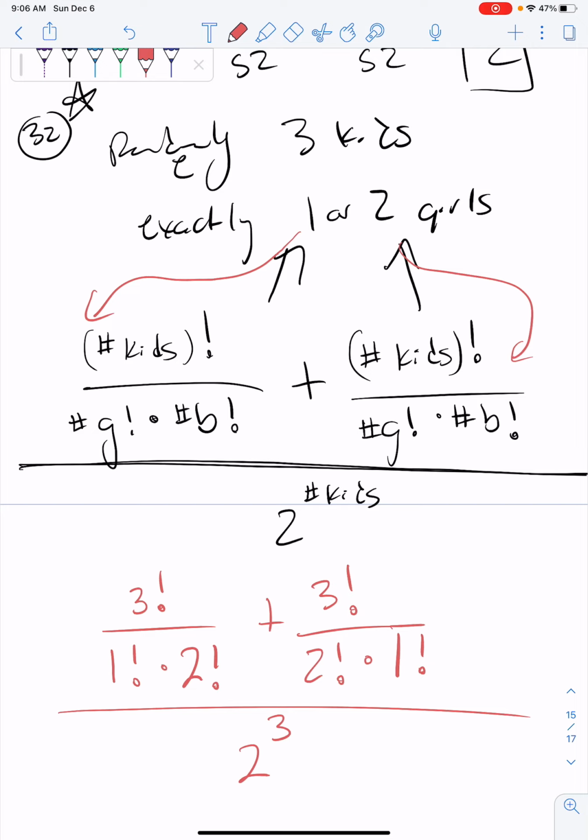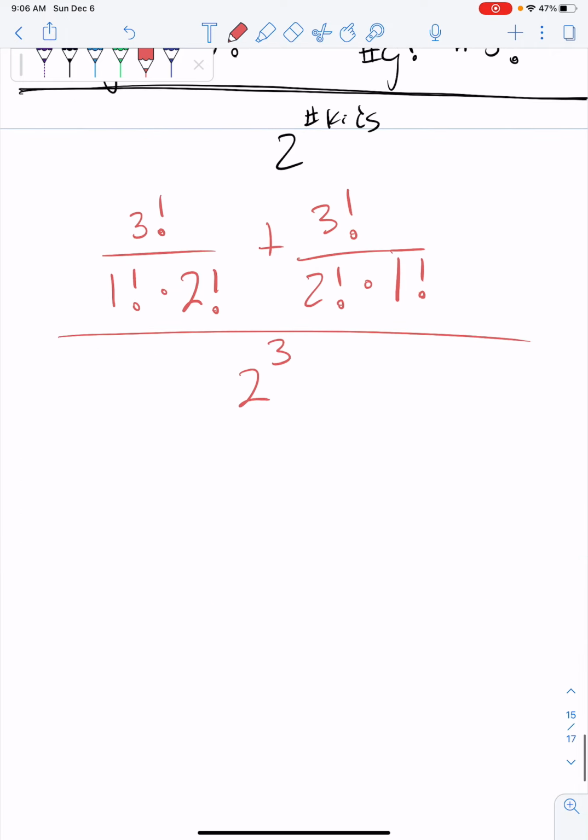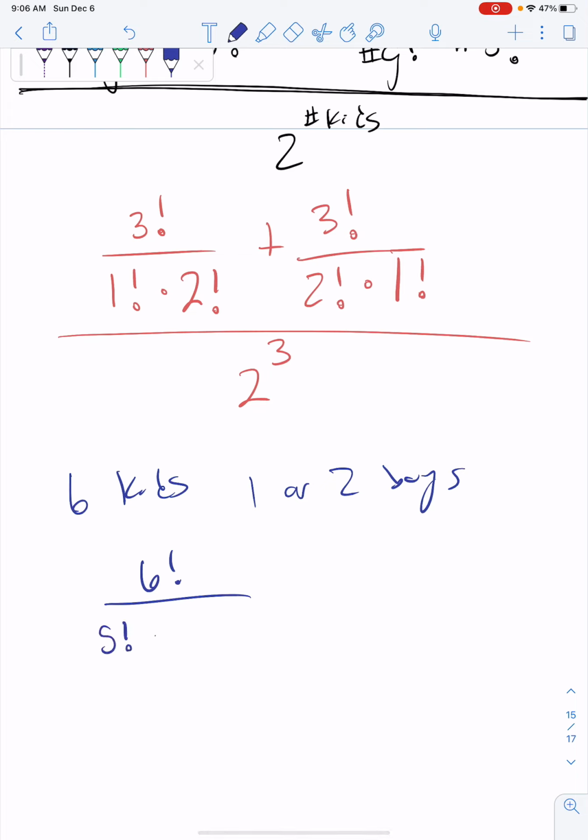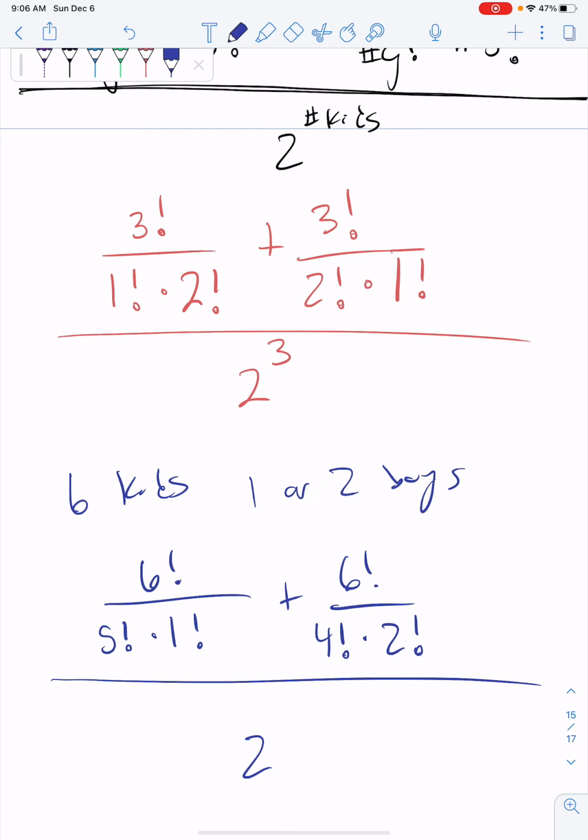If you have a family of 6 kids, this is a lot messier, right? So if I had a family and it said there are 6 kids, what's the probability of getting 1 or 2 boys? Then my formula would be 6 factorial divided by, well, if I have 1 boy, that means I have 5 girls multiplied by 1 factorial, plus 6 factorial over 4 girls and 2 boys, all divided by 2 raised to the 6th power. Those numbers are not nearly as nice to work with.